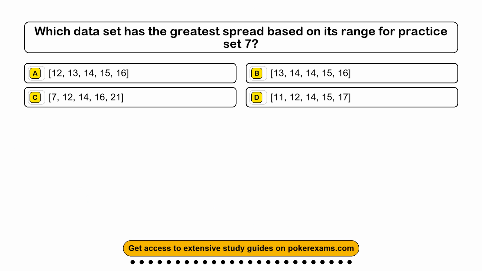Question 21. Which data set has the greatest spread based on its range for practice set 7? Option A 12, 13, 14, 15, 16. Option B 13, 14, 14, 15, 16. Option C 7, 12, 14, 16, 21. Option D 11, 12, 14, 15, 17.